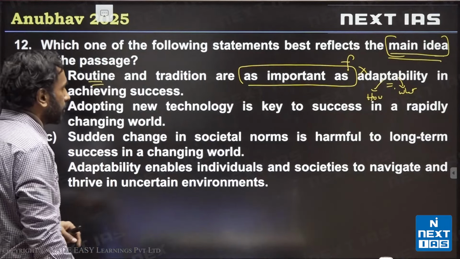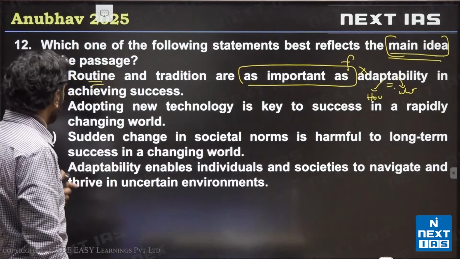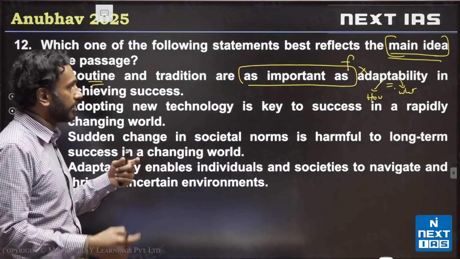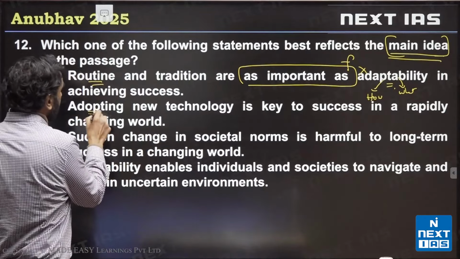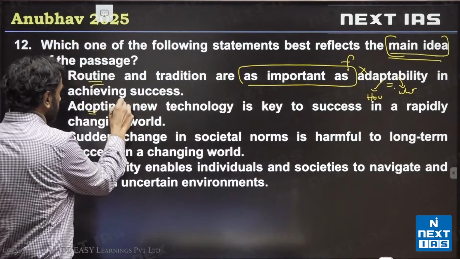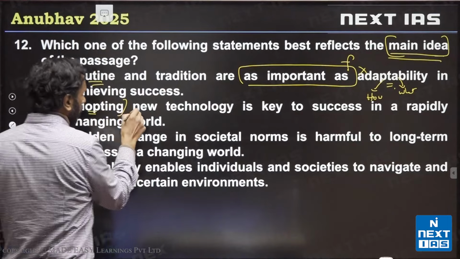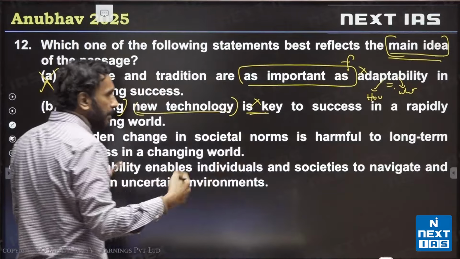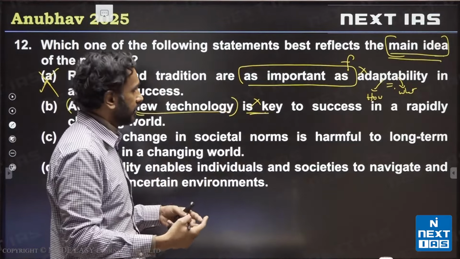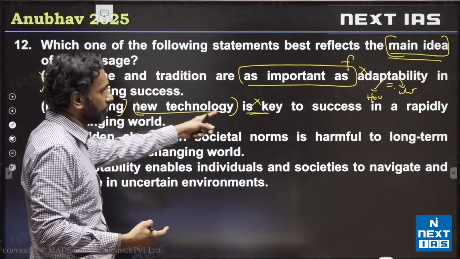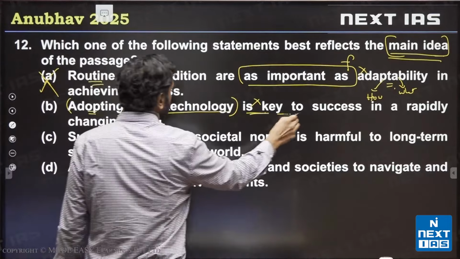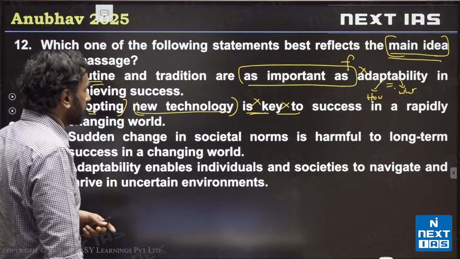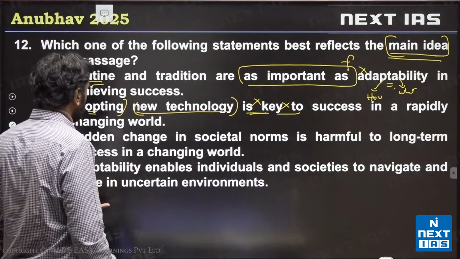B says adopting new technology is key to success in a rapidly changing world. I know many students have also gone with B because while reading fast, adopting and adapting is missed out on. Adopting new technology is key is invalid. Adapting to change creatively is valid. Adopting new technology is key to success is factually unacceptable. B is invalid. C says sudden change in societal norms is harmful to long-term success.